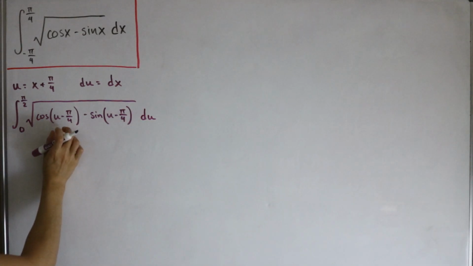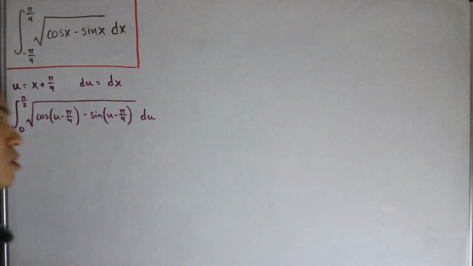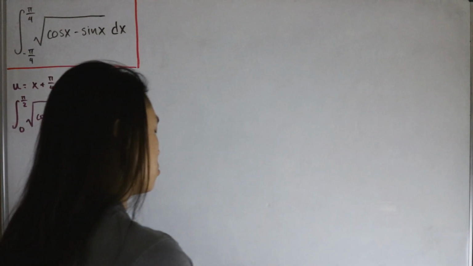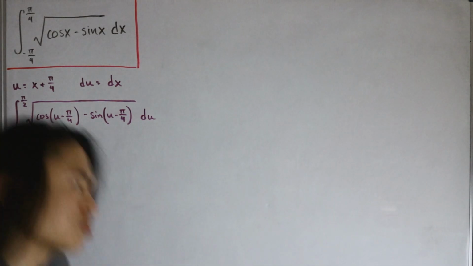Inside the parameters of both our cosine and sine functions, this is where we're going to be using our nice identities, the sums and differences of cosine and sine angles. So let's recall some of these formulas.